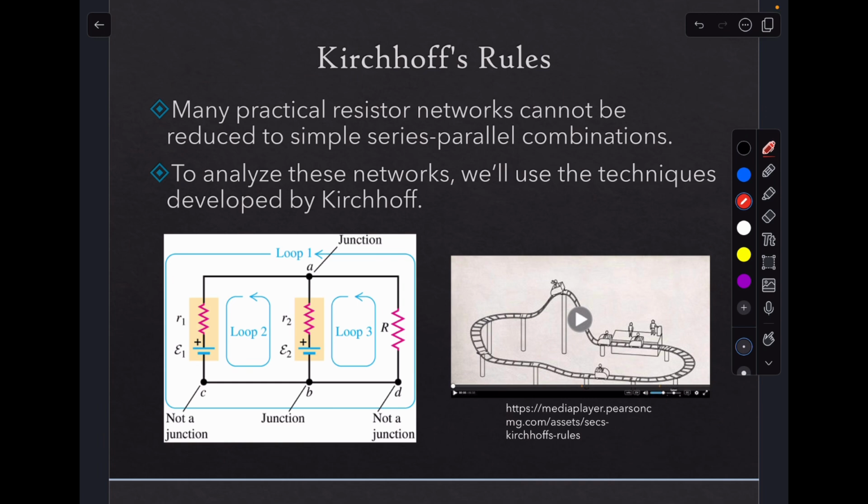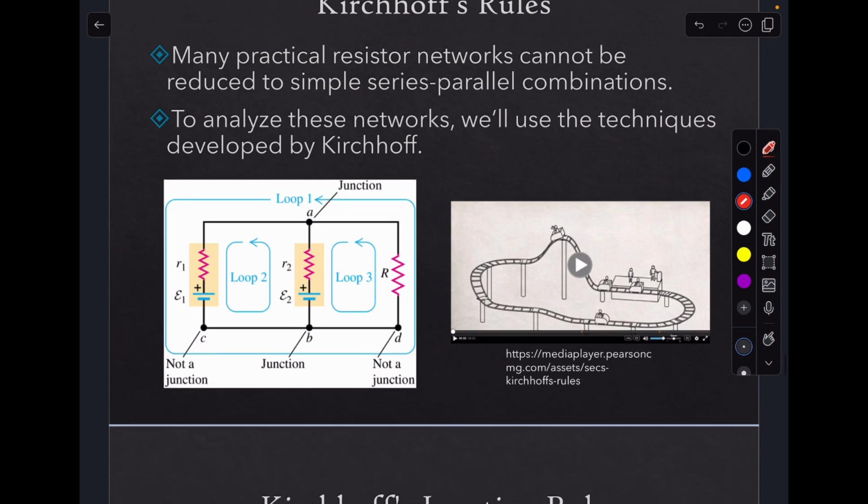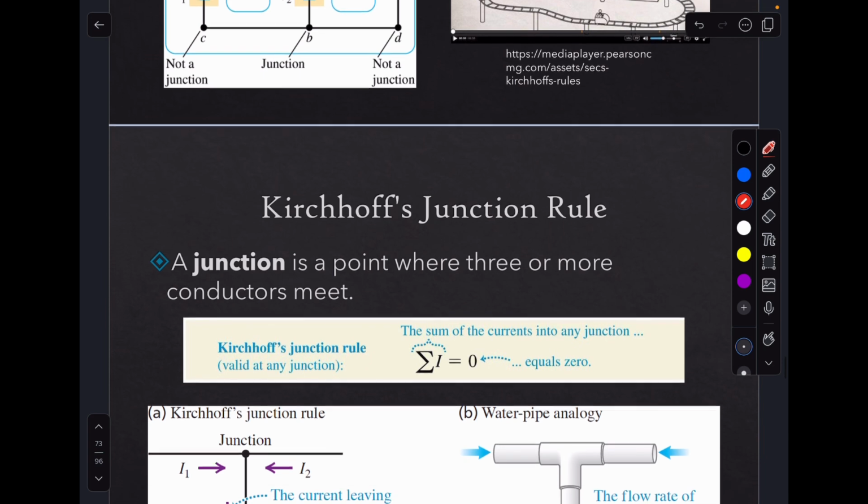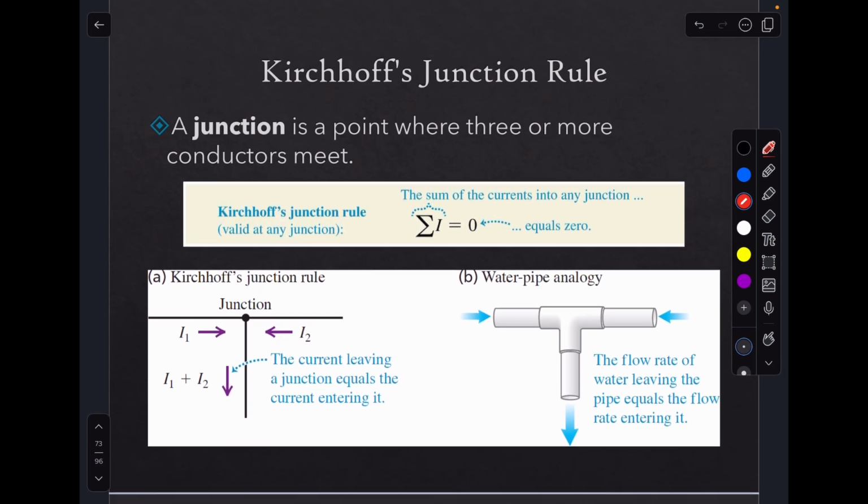So Kirchhoff's rules are basically used to analyze networks of resistors, batteries and capacitors, okay? And the first rule is called Kirchhoff's junction rule. And remember, a junction is a point where the current splits and has a decision on where to go. So Kirchhoff's junction rule states that at any junction, at any point where we have currents splitting or joining together, the sum of all the currents in that junction must equal 0, okay?